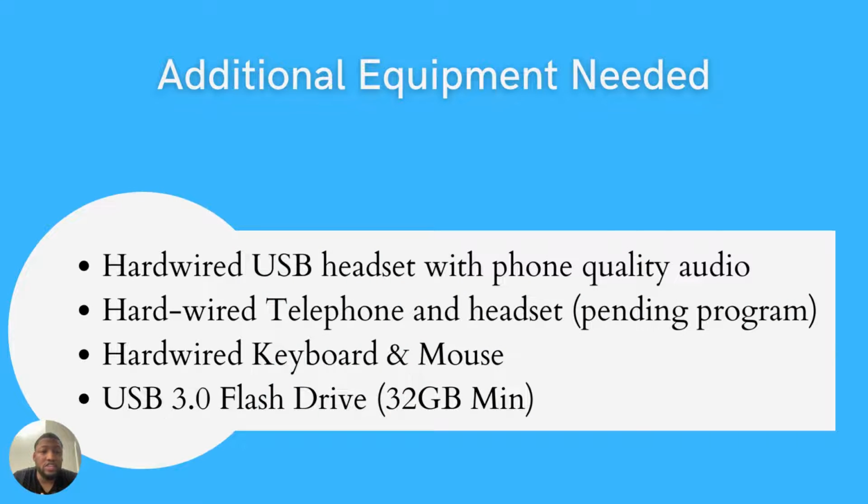So some of the additional equipment you'll need, guys, for your job is a hardwired USB headset with phone quality audio, a hardwired telephone and headset based on the program, and a hardwired keyboard and mouse. I know it sounds crazy, but you have to have a wired keyboard and mouse. You want to make sure that you have a flash drive with at least 32 gigabytes of storage minimum.